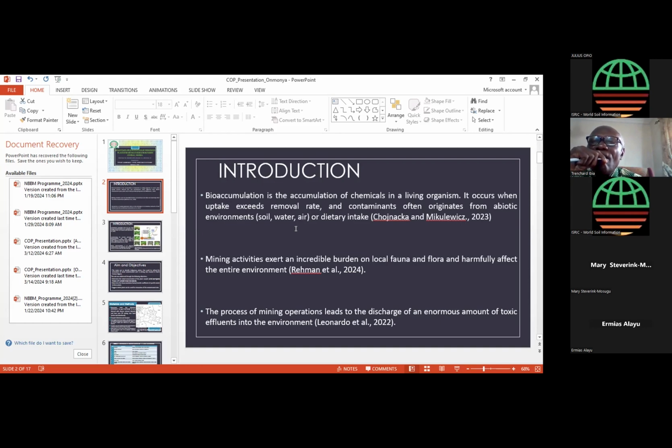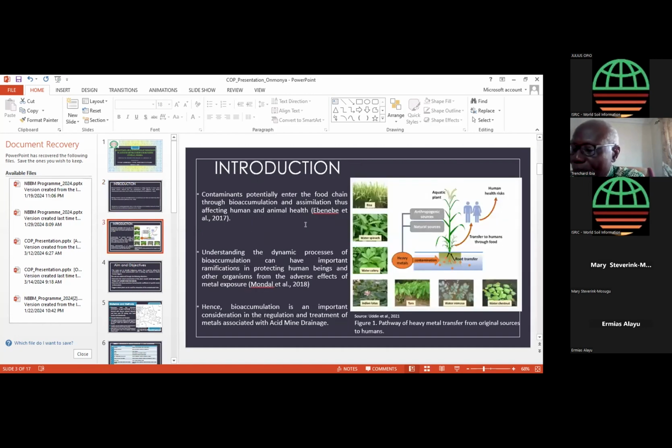Mining activities exert an incredible burden on local fauna and flora. The processes involved in mining lead to discharge of enormous amounts of toxic effluents into the environment. On this slide, figure one shows a pathway through which heavy metals or contaminants enter the food cycle and get absorbed by humans. Contaminants potentially enter the food chain through bioaccumulation and assimilation, thus affecting human and animal health. Bioaccumulation is therefore an important consideration in the regulation and treatment of metals associated with acid mine drainage.